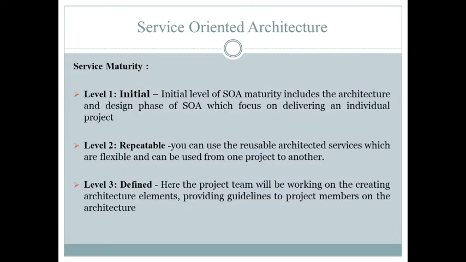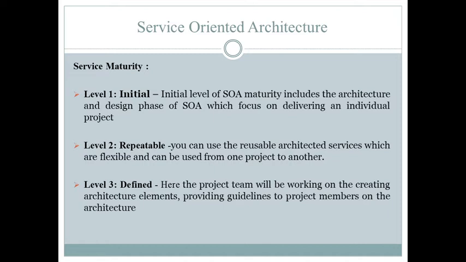Level 1 is the initial level of SOA maturity, which includes the architecture and design phase of SOA. It is mainly focused on delivering an individual project. Next, level 2, which is repeatable. In that, you can use reusable architected services which are flexible and can be used from one project to another. So repeatable means the services can be reused from one project to another. That is what they are conveying here.